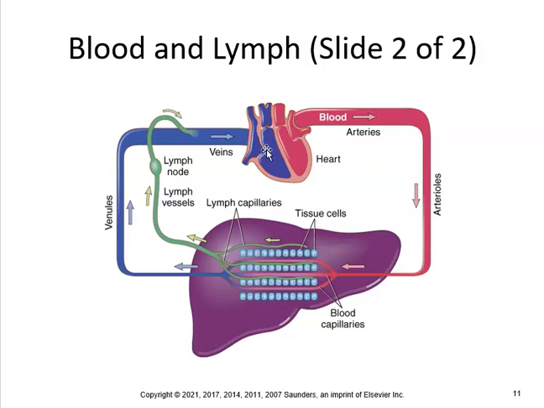So here's the heart. Right? There's the blood. It goes into the arterioles. There's tissue cells, there's blood capillaries, and then the lymph capillaries are going to take this to lymph nodes, and then they're going to filter it back into the veins. So again, the lymph is responsible for filtering. Okay, so it's part of the way that you cleanse the body.